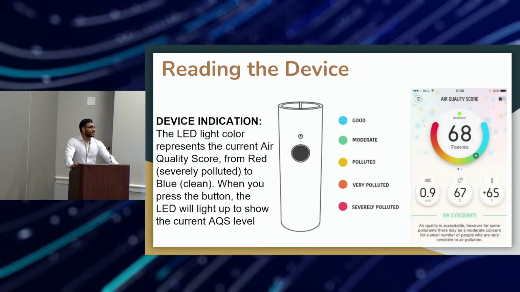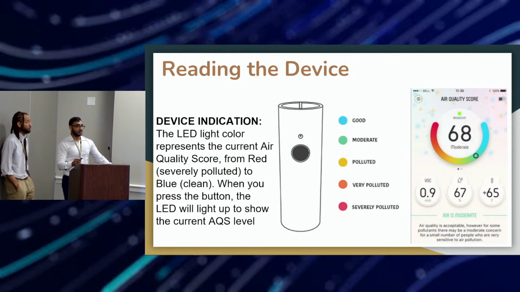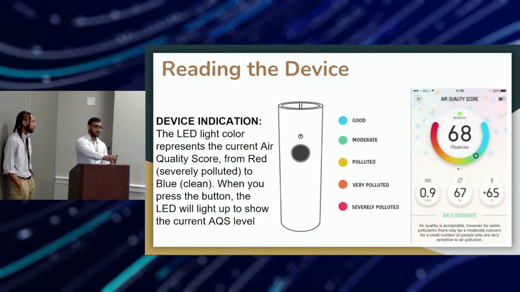How long does it take to read? It's instantaneous, real time. How much does it cost? This one is about $179. So it's cheaper than the stationary devices, cheaper than Purple. Power source? It's a mobile power source, so it gets charged up. It comes with a charger, so you just sit it on the charger, like a walkie-talkie charger, and then it's good to go.